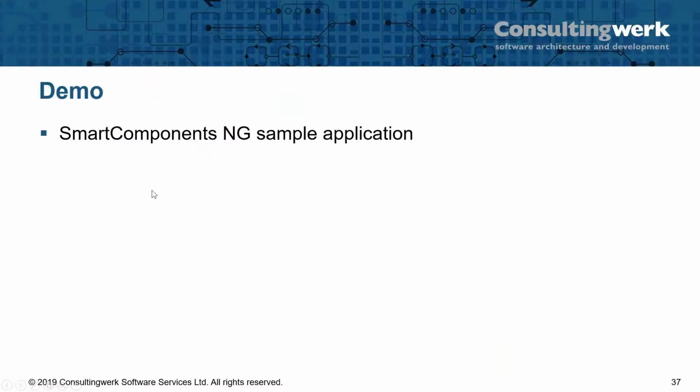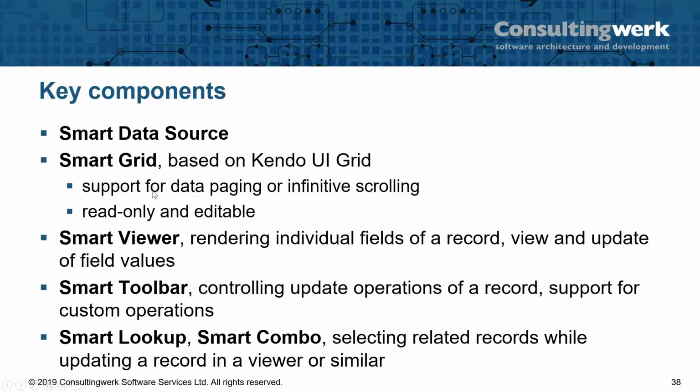So let's move on. So the components on the screen that we've seen, well, we've had the smart data source on the simple HTML sample before, that's dealing with data. We've seen the grid component. The grid is based on the Kendo UI grid and supports navigating through a set of data. It supports paging and infinite scrolling. The grid can be editable or read-only. Typically, when there's a viewer on the same screen, then the grid would be read-only.